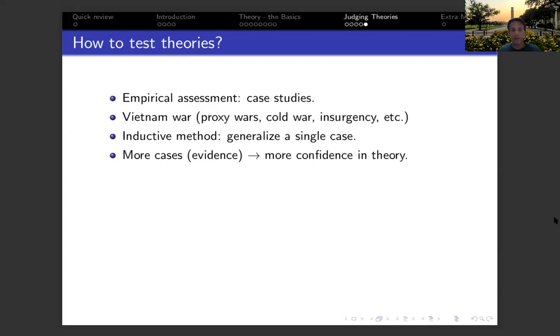It's very hard to say that proxy wars are likely to happen just based on the conditions that happened in the Vietnam War. We need a lot more than that. So what we need is a lot more cases, because the prediction is that the outcomes are mixed. Sometimes a proxy war is going to happen, sometimes it's not going to happen. But the more cases we have, the more confident we are in the theory and the explanation we propose.